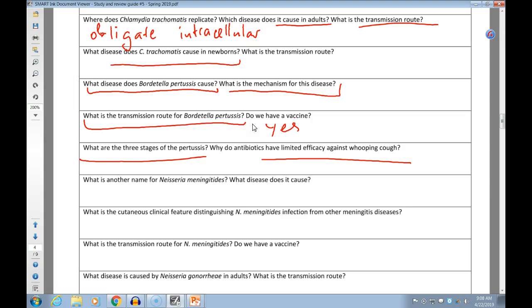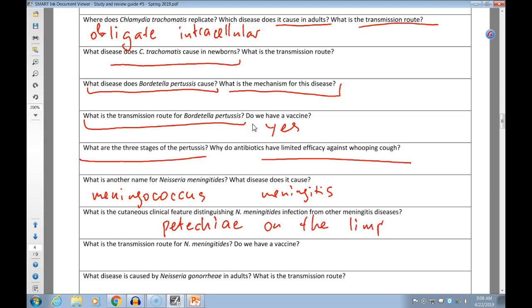Another name for Neisseria meningitidis: it's meningococcus. It causes meningitis in adults, community acquired. The cutaneous clinical feature distinguishing Neisseria meningitidis infection from other meningitis diseases is petechiae on the limbs. Okay. Transmission route, respiratory, and we do have a vaccine.